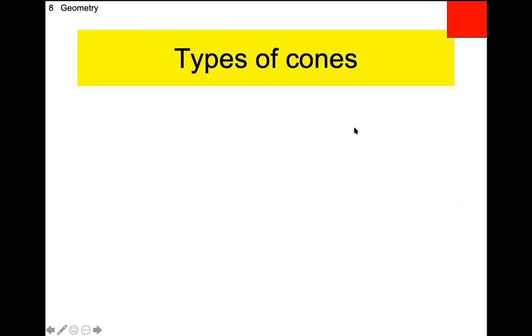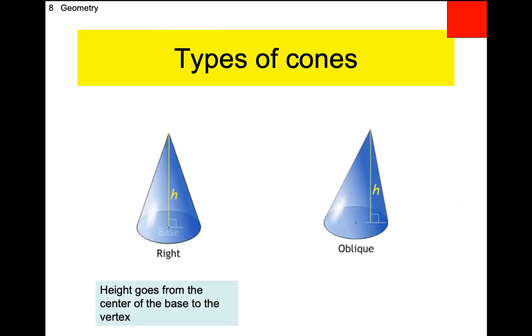Okay, there were two types of cylinders. There's two types of cones. We call this one a right cone, and we call the second one an oblique cone. The difference between the two is you take the vertex and you move it, right? If the vertex is directly above the center of the circle, then it is a right cone. If the vertex is not above the center of the circle, we call it an oblique cone. We had oblique pyramids, we had oblique cylinders, we have oblique cones.